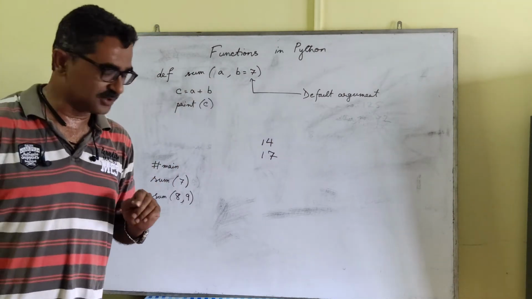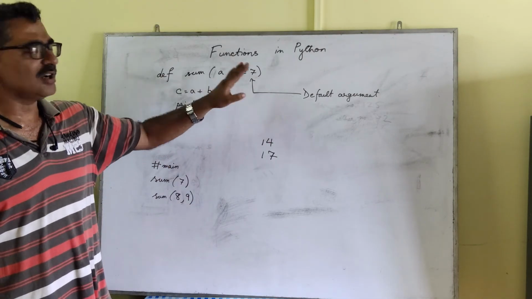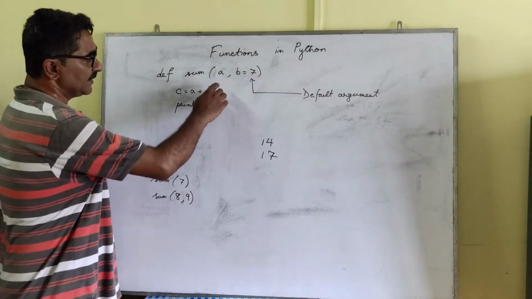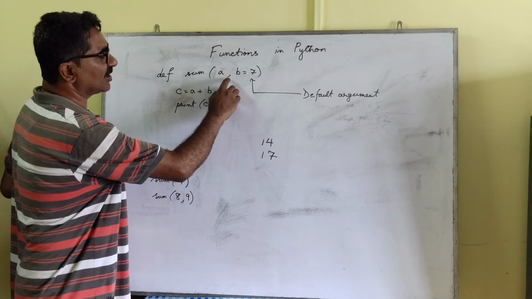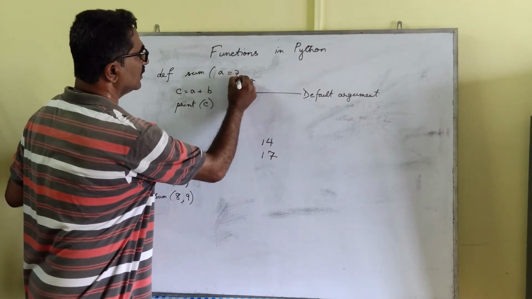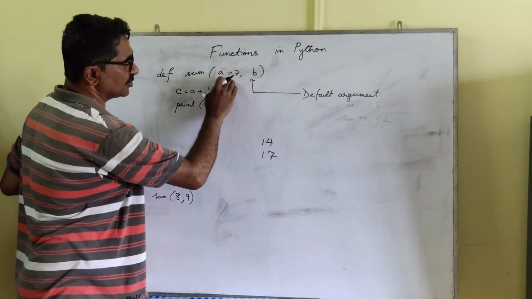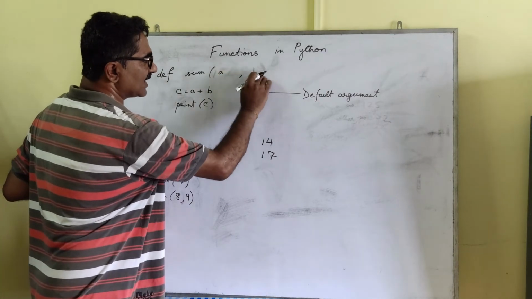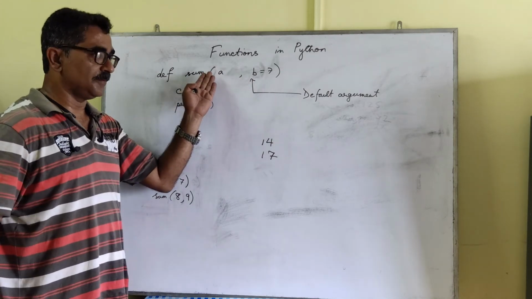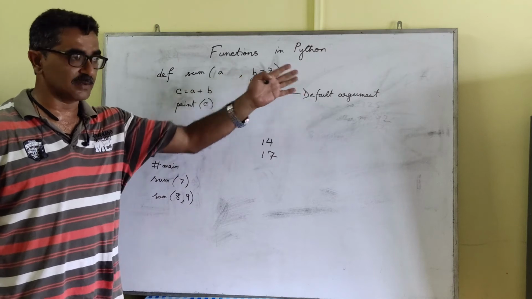Now, one point you just keep in mind: all these parameters that have default values should be placed at the last end of the function definition. So here you cannot have a equal to 7 comma b. You cannot have something like this. All default arguments should be at the end of the function. It should always be at the end. That means, of course, you can write b comma a equal to 7. That's fine. But all default arguments should be at the end of the parameter list.